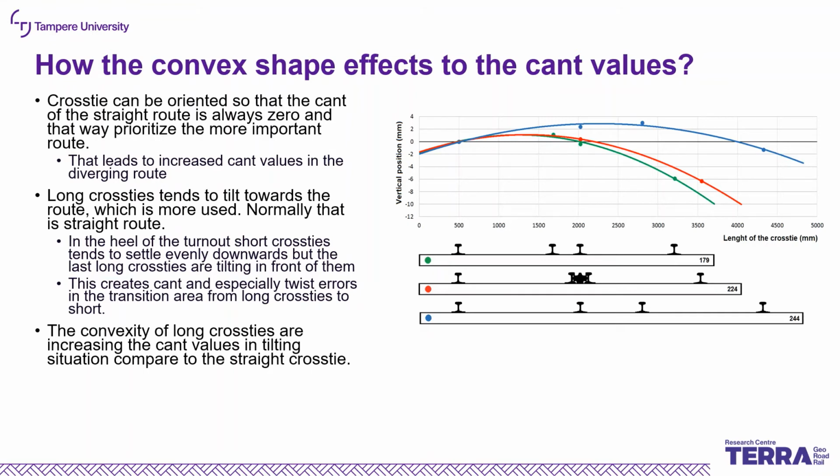And the long crossties tend to tilt towards the route which is more used, and normally that more used side is the straight route.